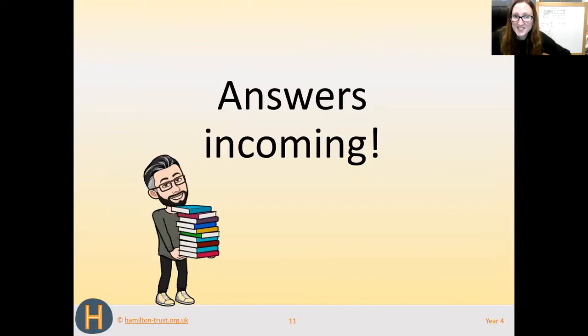Right then, mathematicians, as Mr. McCandless is telling us here, the answers are incoming. So make sure you have a pencil or a pen. Something that's a different colour is usually really helpful so you can see. And remember, don't rub anything out, don't cross anything out.